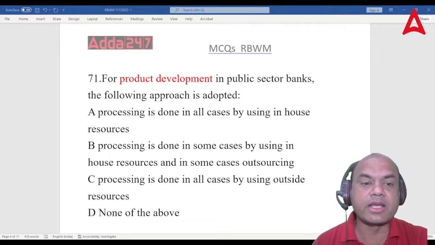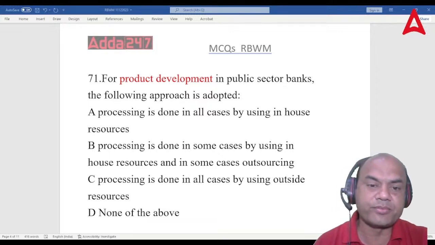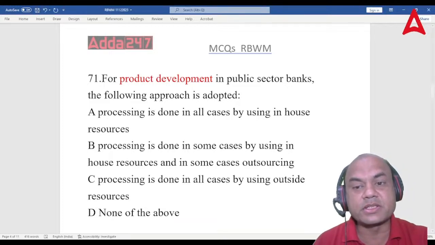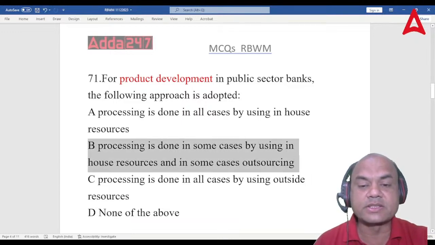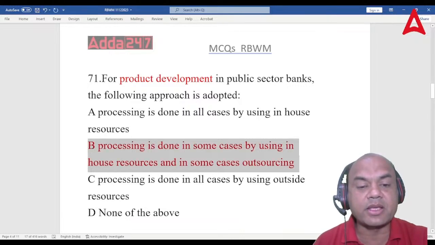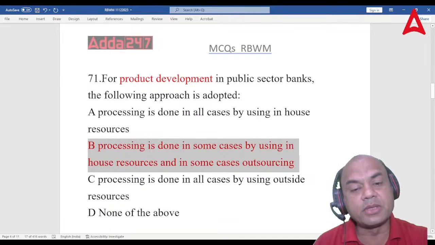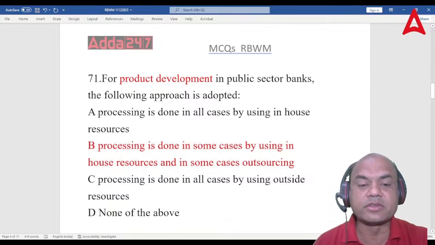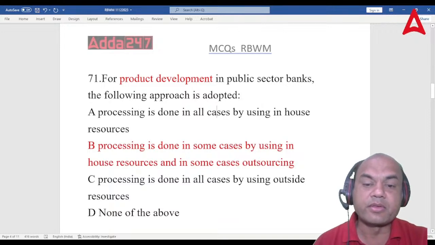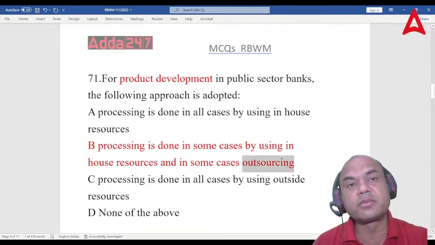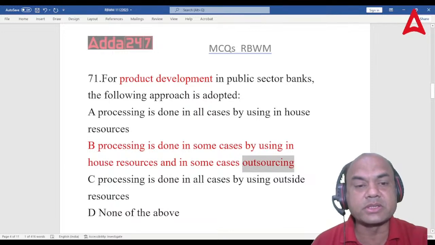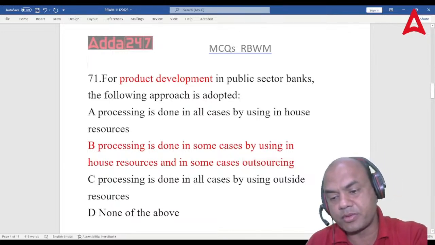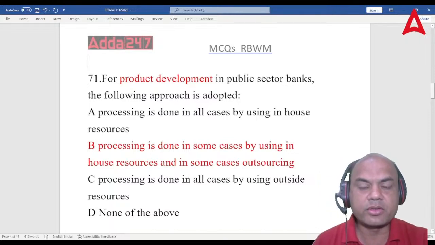Because nowadays banking is less of banking and completely of insurance. So that's why public sector banks have changed a lot. They have become similar to the new private banks. So the answer is B. This is the case in private banks, and similarly in public sector banks also. Processing is done in some cases using in-house and in some cases using outsourcing. What is outsourcing? Outsourcing means we give the survey part or some other part to common persons, some private agencies. Okay, got it? Move on.